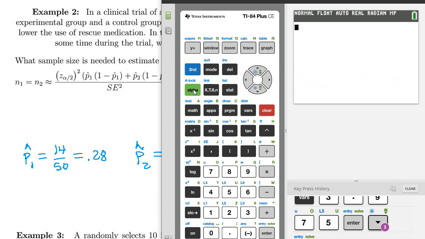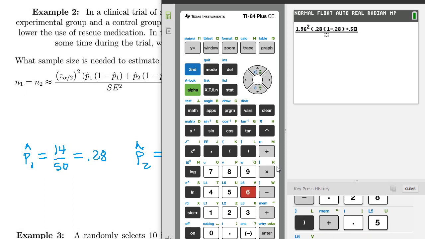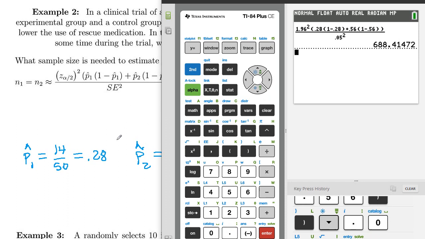So I'm going to get a horizontal fraction here, alpha y equal enter. And now we've got 1.96, that is squared, times 0.28, and then we need parentheses 1 minus 0.28. Close up our parentheses, plus 0.56, parentheses 1 minus 0.56. Close that up, close up the other parenthesis on the top, go down to the bottom, 0.05, and that gets a square on it. So 688.4.